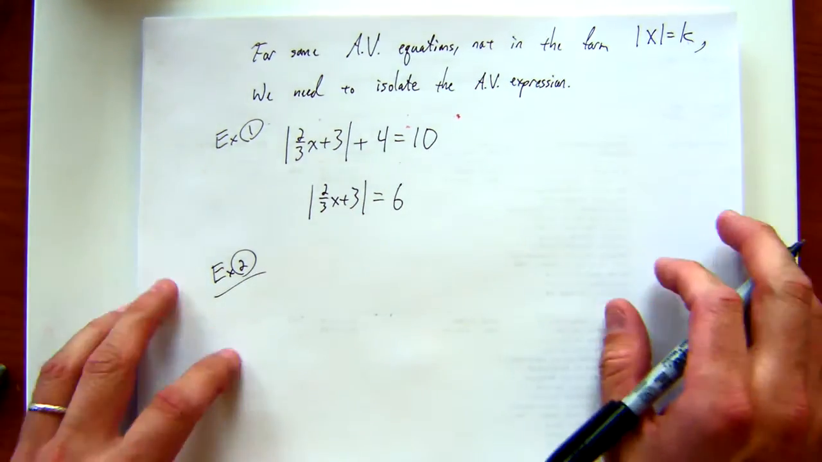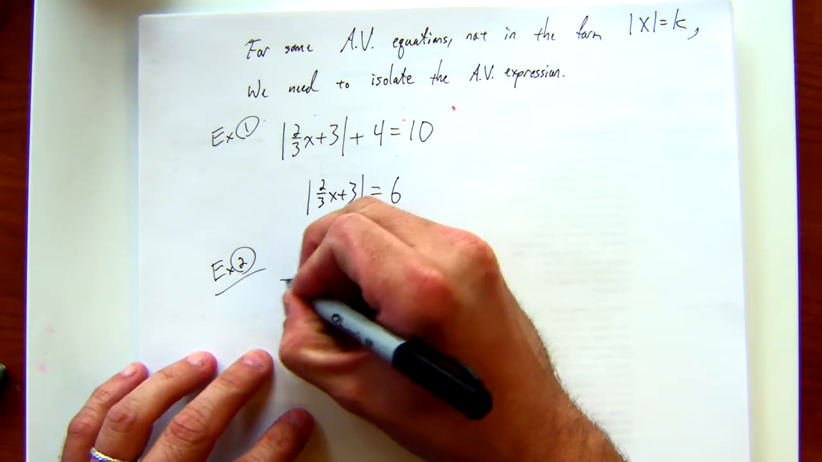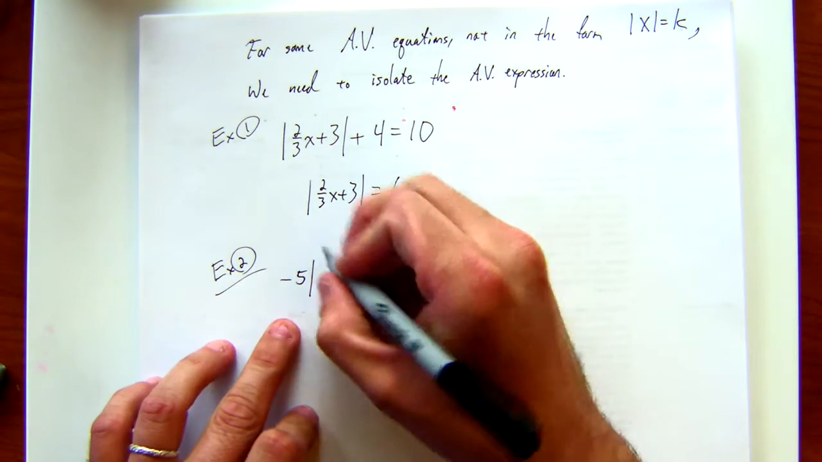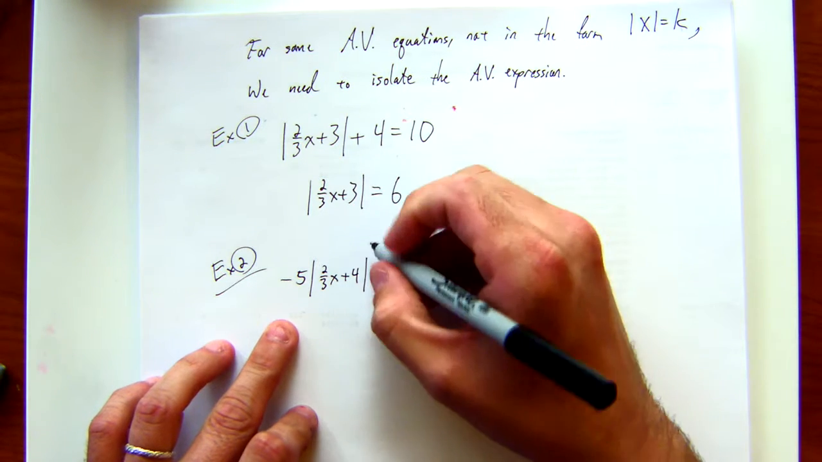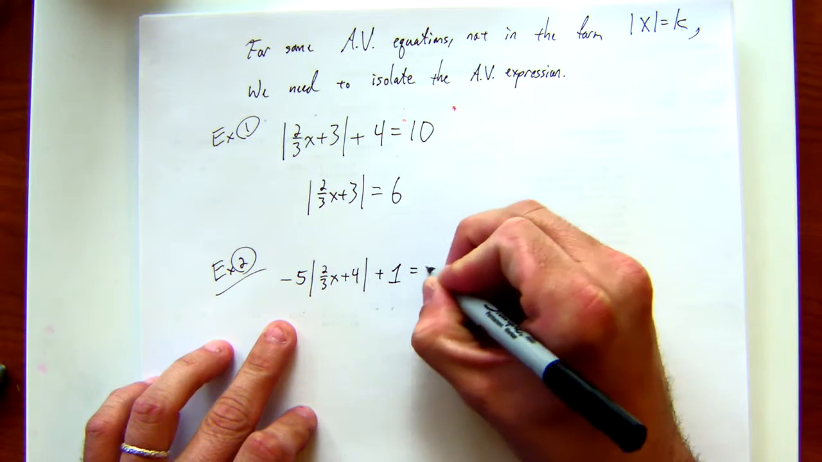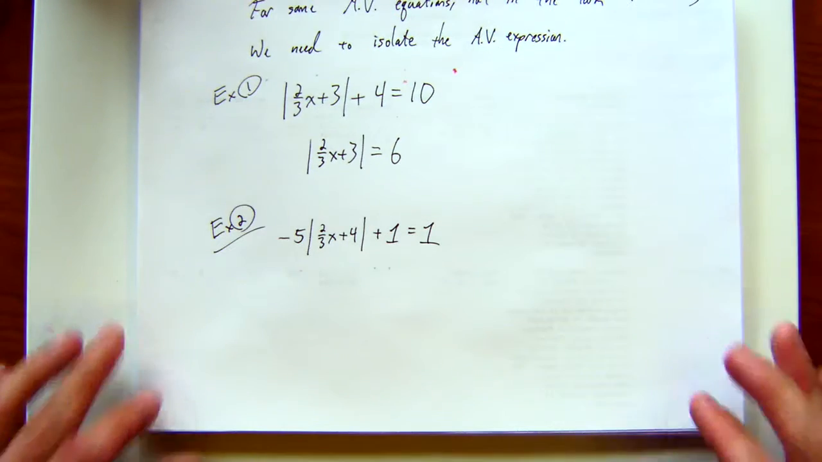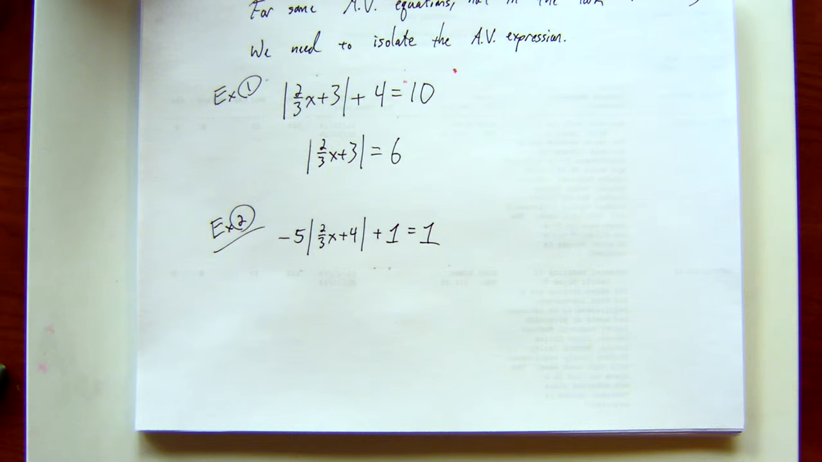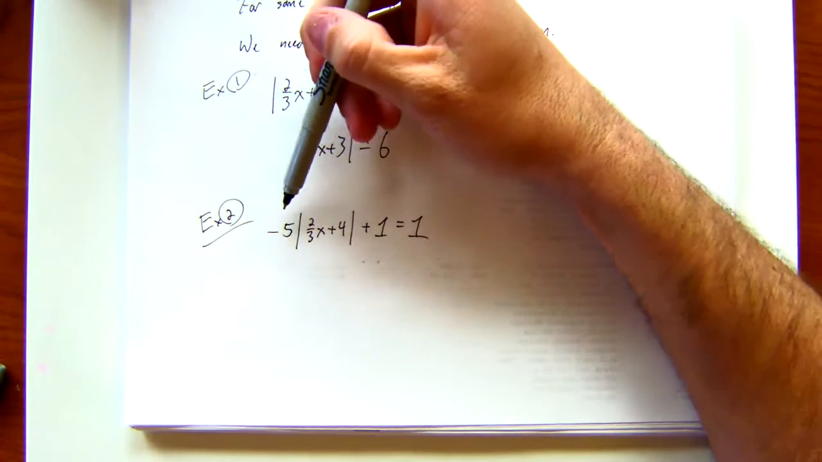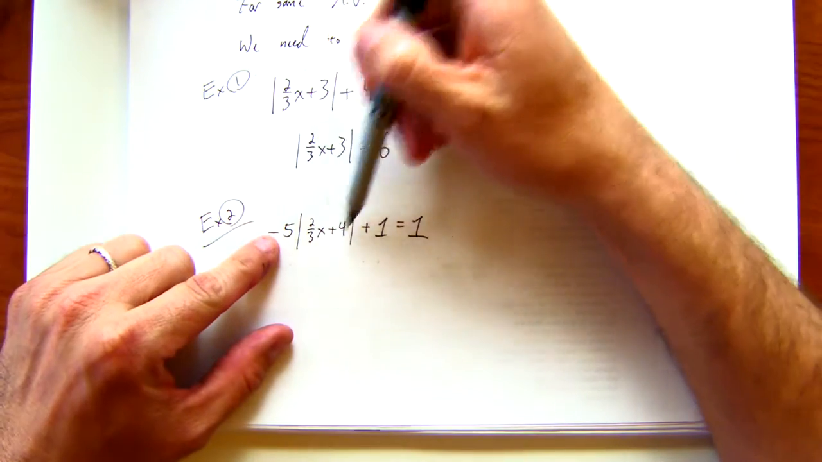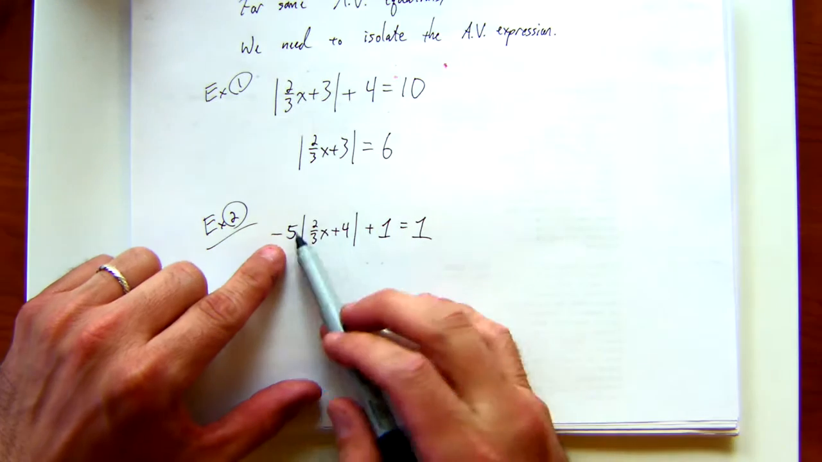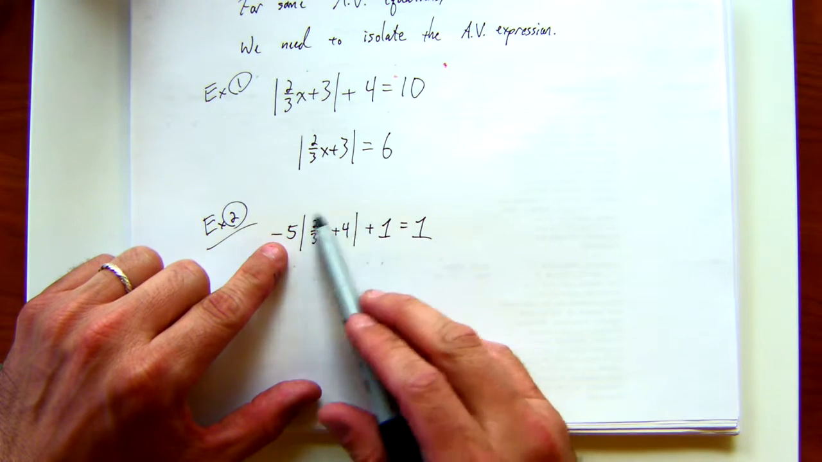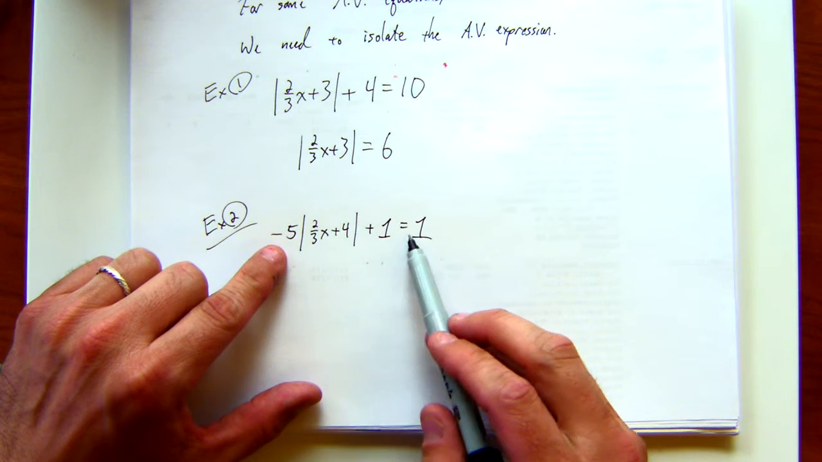Let's look at this one. Negative 5 times the absolute value of 2/3 x plus 4, plus 1 is equal to 1. Now this one we need to think about a little bit. What is this negative 5 in front of the absolute value symbols? What does that actually mean? Multiply. So it's negative 5 times this thing, and then we're adding 1, and that's equal to 1.